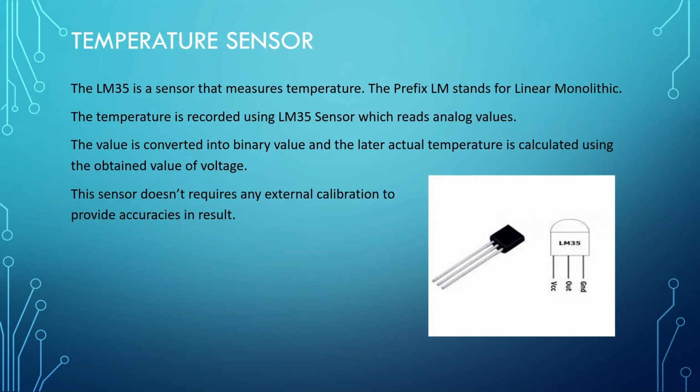Our next element is temperature sensor. The LM35 is a sensor that measures temperature. The prefix LM stands for linear monolithic. The temperature is recorded using LM35 sensor which reads analog values. The value is converted into binary value and later the actual temperature is calculated using the obtained value of voltage. This sensor doesn't require any external calibration to provide accuracy in results.